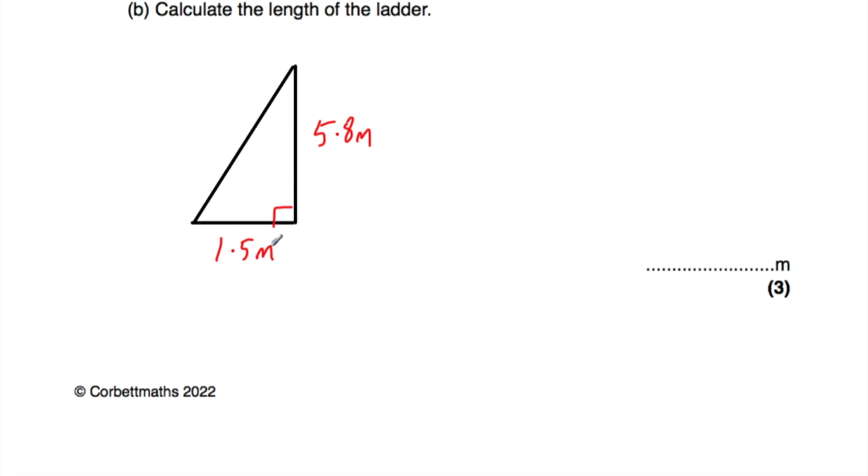So let's label the sides. Remember in Pythagoras, we label the sides A, B, and C, where A and B are the two shorter sides and C is the hypotenuse. And Pythagoras is A squared plus B squared is equal to C squared. So if we square the two shorter sides and add them together, that's equal to the length of the longest side squared, or the hypotenuse squared. So let's substitute in our values. Instead of A squared, we're going to write 1.5 squared, and instead of B squared, we're going to write 5.8 squared. And that's equal to C squared.